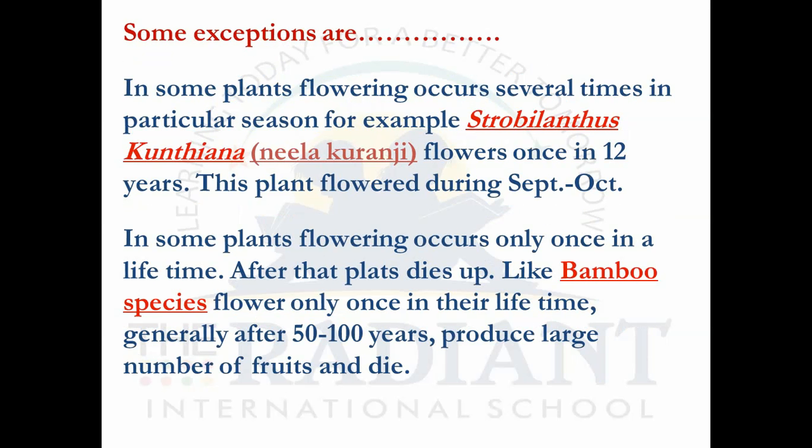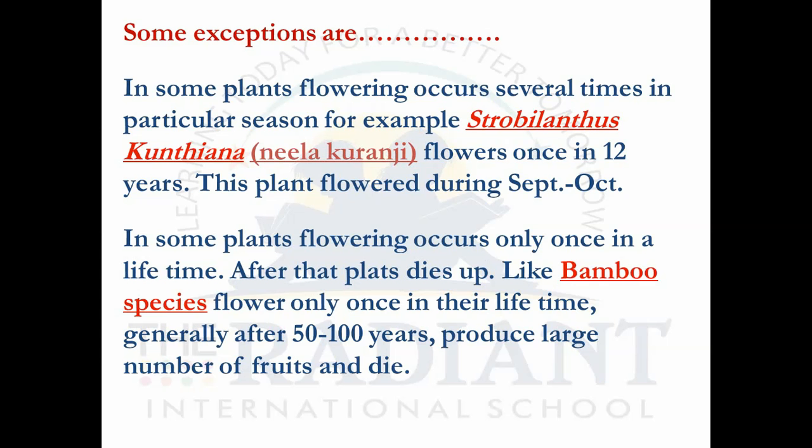Now there are some exceptions. What exceptions? Here one plant is there, Strobilanthus kunthiana. It is commonly called Neela Kurinji, in which the flowers appear once in 12 years. This plant flowers during the September-October period, once in 12 years. Means only every 12 years it produces flowers. So it is an accepted exception case.